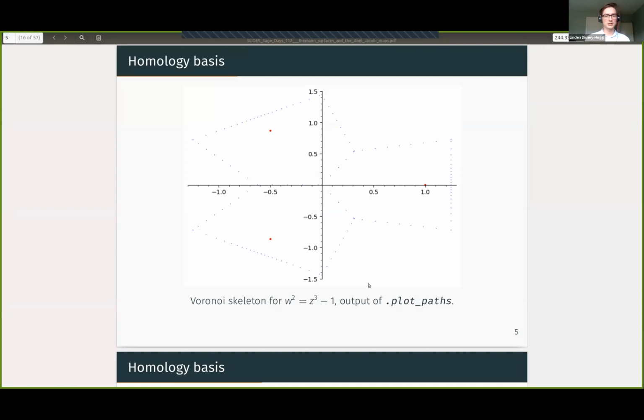So this is just going to be a quick picture to cover what I've just said there. You can see these little red dots are going to be the branch locus, as we've said, of this particular Riemann surface.